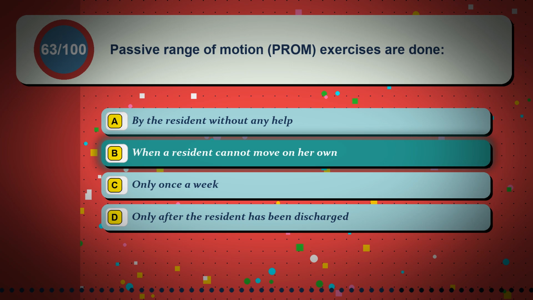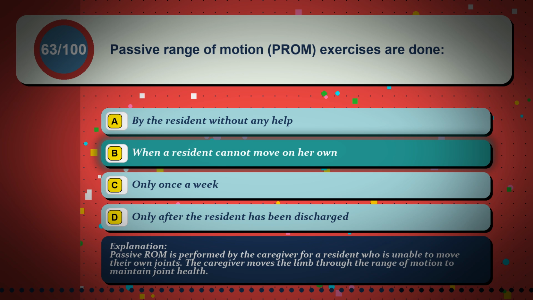The correct answer is option B, when a resident cannot move on her own. Passive ROM is performed by the caregiver for a resident who is unable to move their own joints. The caregiver moves the limb through the range of motion to maintain joint health.